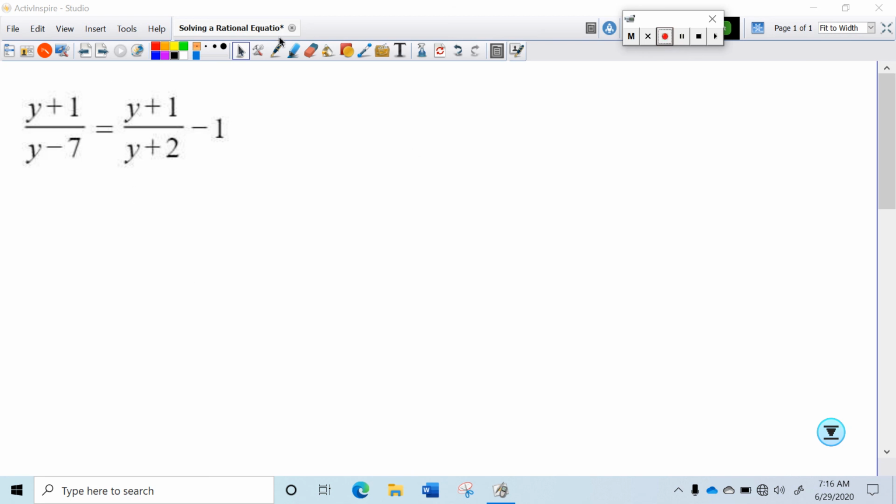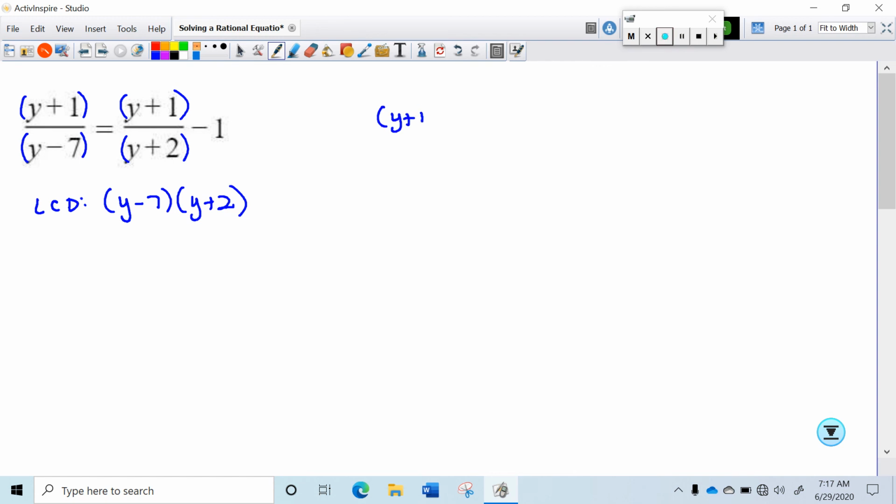So as you can see, these take quite a bit of work, and you've got to be really careful, because if you mess up your sign in one spot, it messes the whole thing up. So my LCD is, I've got a family of y minus 7 and a family of y plus 2. So I'm going to come over here and write it down. So I'm going to write down what was there originally with extra long fraction bars to give myself space to work.